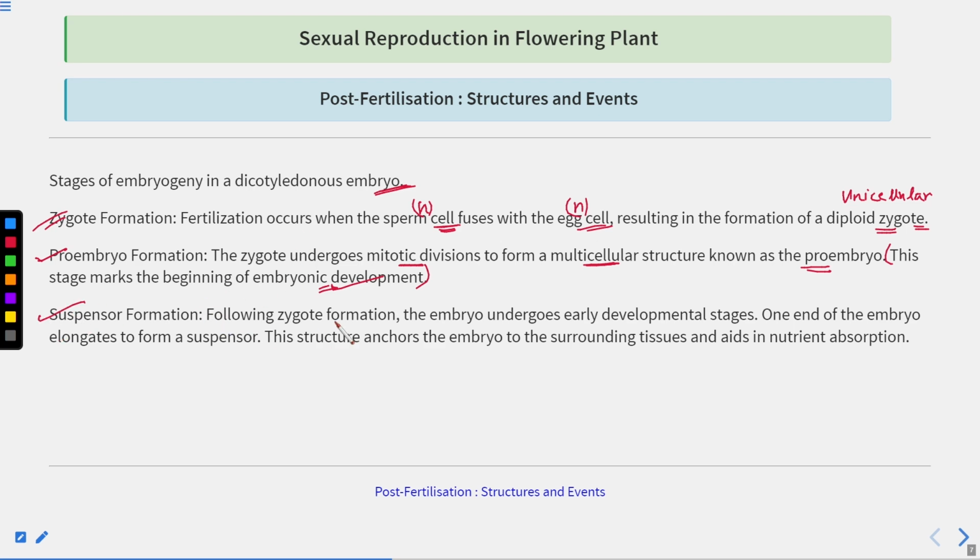So what happens following the zygote formation? The embryo undergoes early developmental stages. One end of the embryo elongates to form the suspensor. This structure anchors the embryo to the surrounding tissues and aids in nutrient absorption. So this is the function of the suspensor cell. The suspensor cell anchors the embryo. The first role is the anchorage of the embryo to the surrounding tissues. Another is nutrient absorption, so it provides nutrition to the developing embryo.